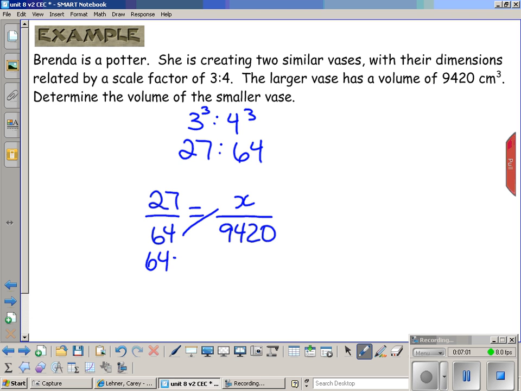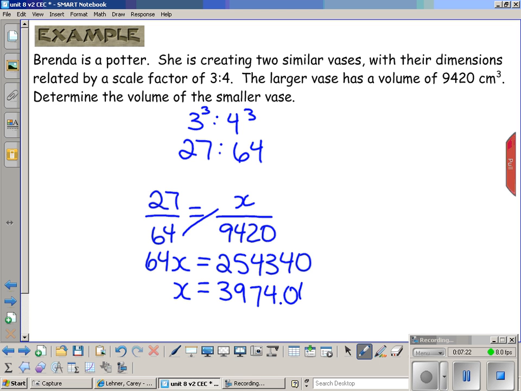So now we cross multiply. 64x equals 254,340. Divide by 64. And you get 3,974.06 centimeters cubed. So there's your volume of your smaller vase.